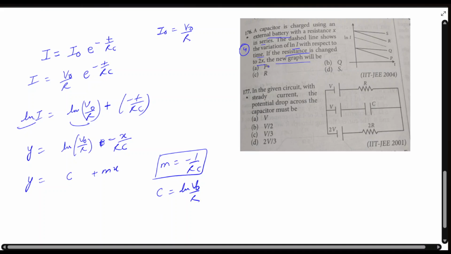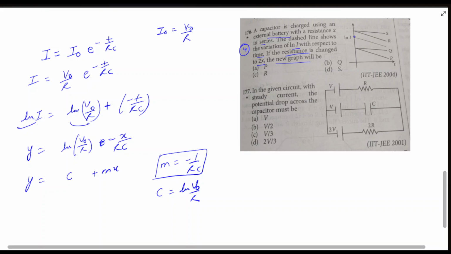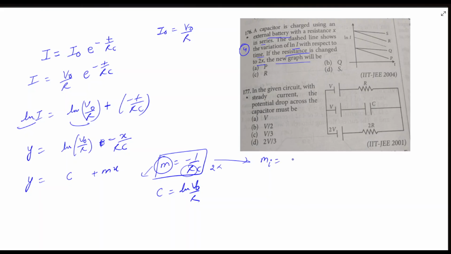Now the dashed line showed, so this was the initial line. Now, as the resistance becomes double, so if this becomes 2 times, the slope, which is already negative, changes. Let's say the initial value of the slope is minus 10, and now the final value becomes minus 5. So how will you draw these graphs? Initially, let's say this was our line, right? Now the slope is tending to 0, so the graph must be like this.